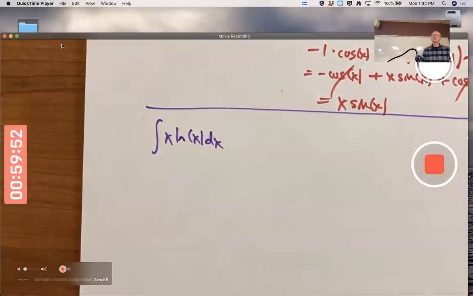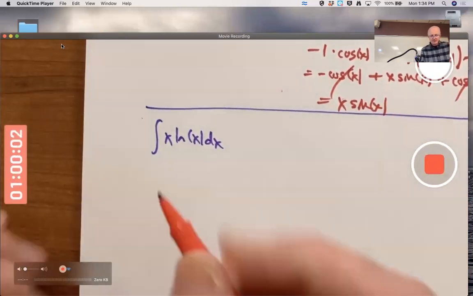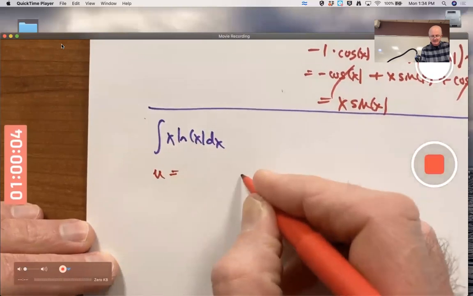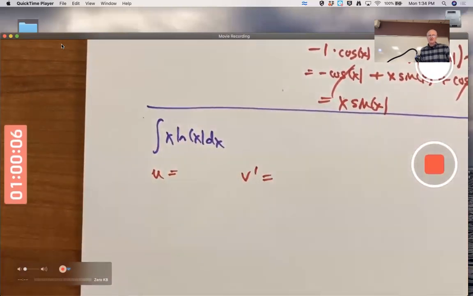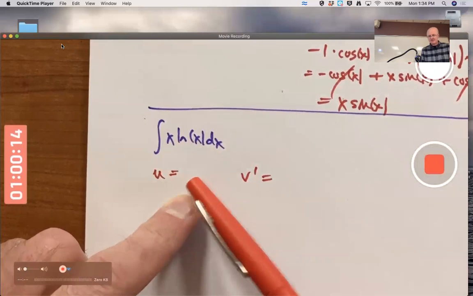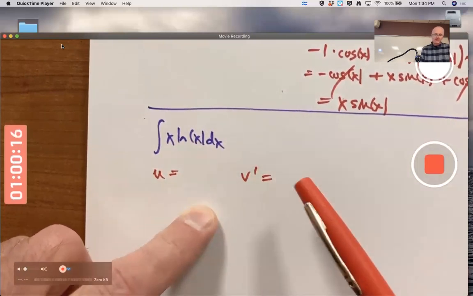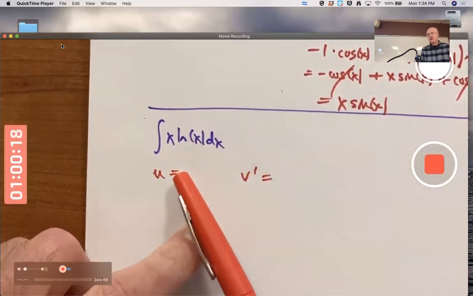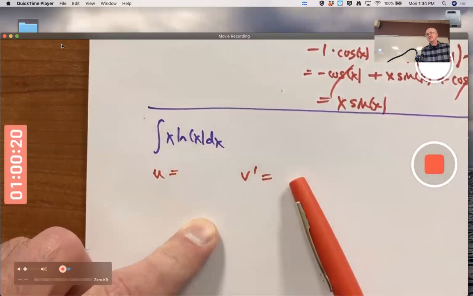The previous example was to integrate x times sine x. This example is to integrate x times natural log x. So it looks similar, so we think we should probably use integration by parts again. Define new variables u and v prime to be the factors of this product. Maybe u is x and v prime is natural log of x, or maybe u is natural log of x and v prime is x.